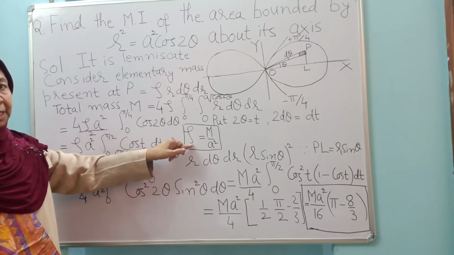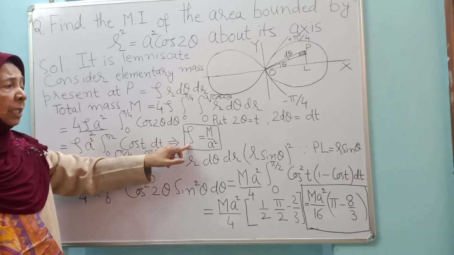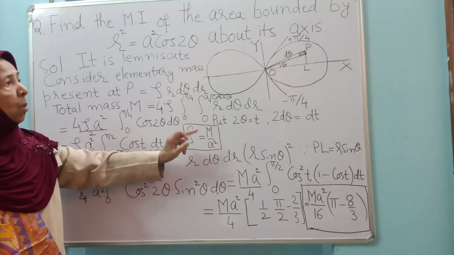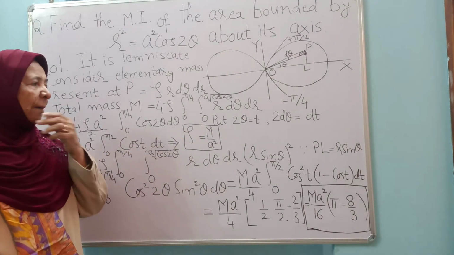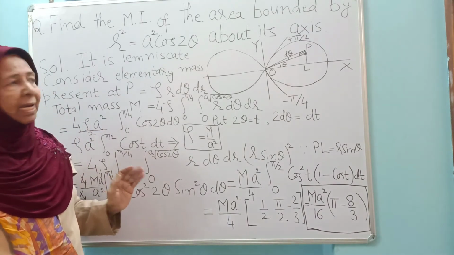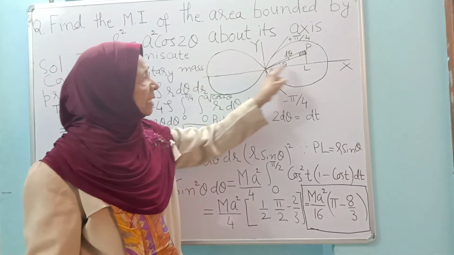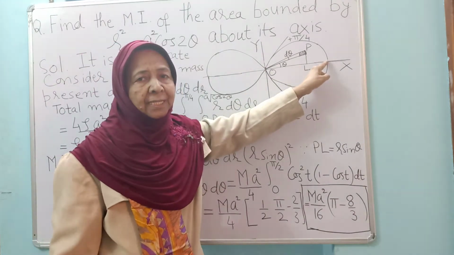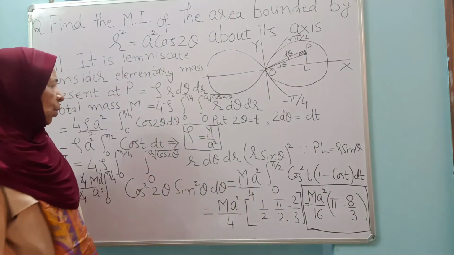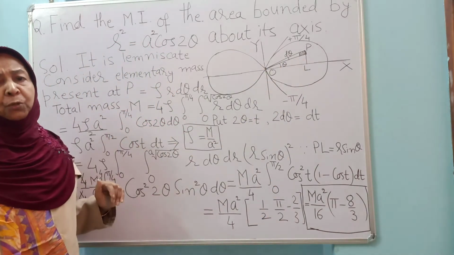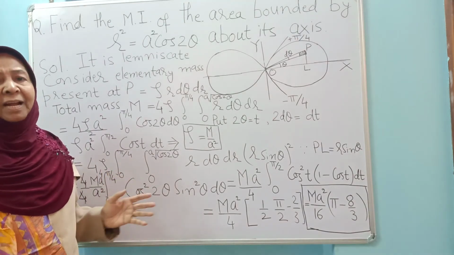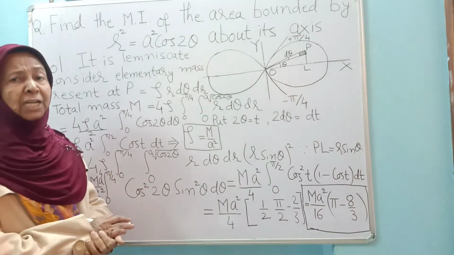I hope it will be clear to all of you. So we found the density as capital M divided by A square. What is capital M? Capital M is the mass of the lemniscate. What is A? A is this length from here to here. This is A. Okay, so one thing is clear to you: first you find the mass. Now next you have to find the moment of inertia.